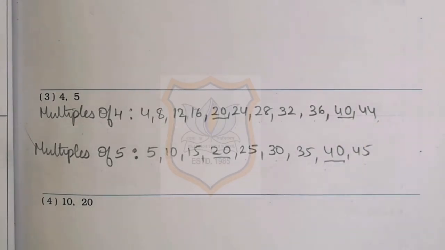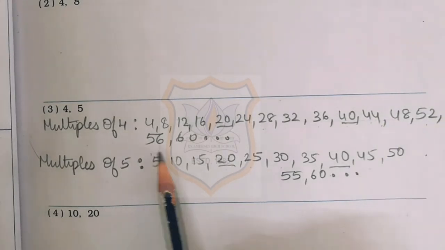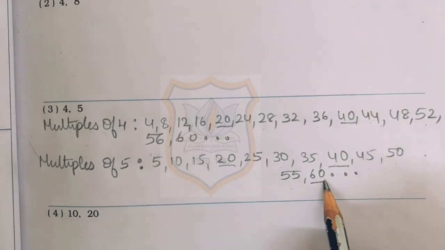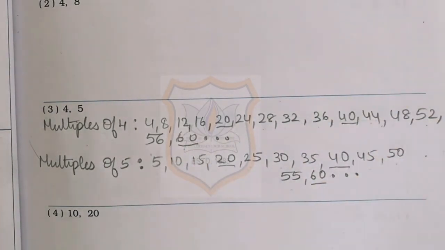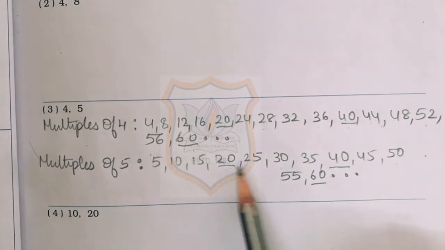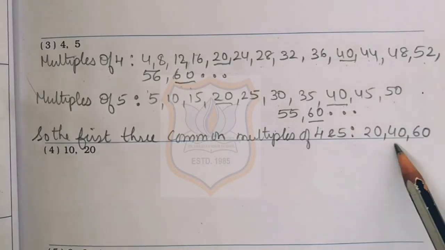As we want 3 common multiples, we will write some more multiples of 4 and 5. So the next multiples of 4 are 44, 48, 52, 56, 60 and so on, and multiples of 5 are 50, 55, 60 and so on. Now we got the third common multiple, that is 60. So now we got the 3 common multiples of 4 and 5. Here you can see that 20, 40 and 60 are the 3 common multiples of 4 and 5. So the first 3 common multiples of 4 and 5 are 20, 40 and 60.